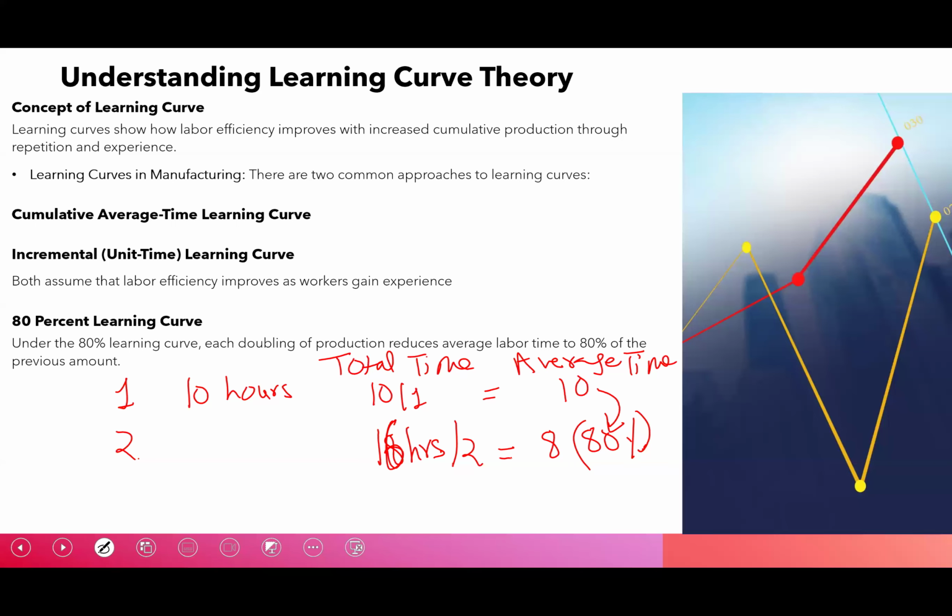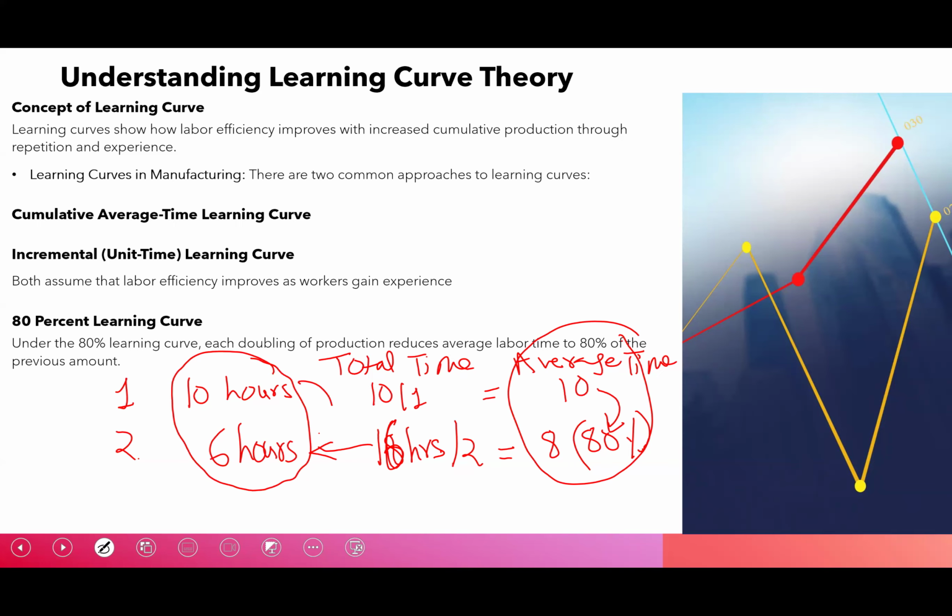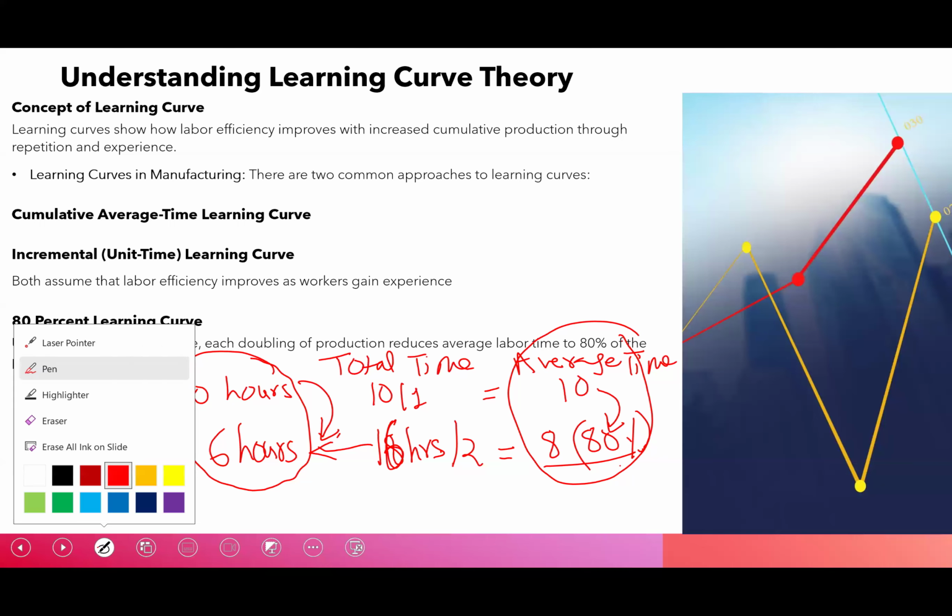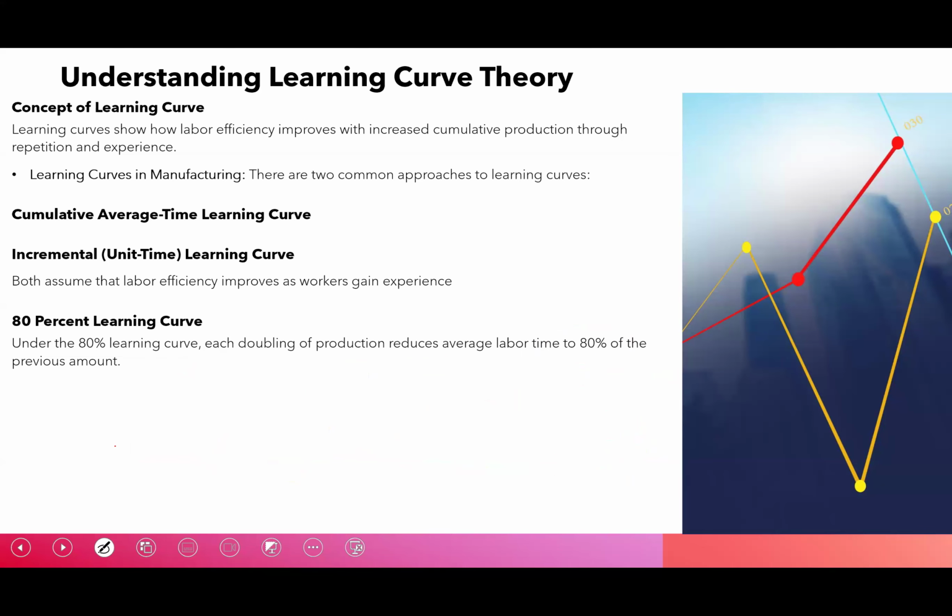What does that mean? I can do backward induction and say the second unit must have taken 6 hours. So the 80% learning curve applies in the average column for the cumulative average time method, whereas if we were doing the incremental method with the same data, this would have given me a 60% learning curve. So the learning curve is flatter in my average time model, is basically what I want to show you. We'll take a numerical example soon.